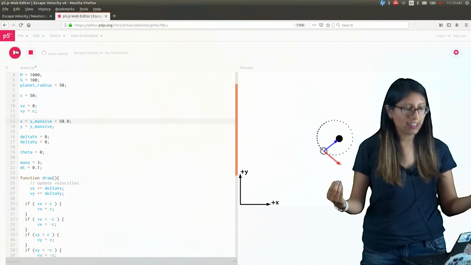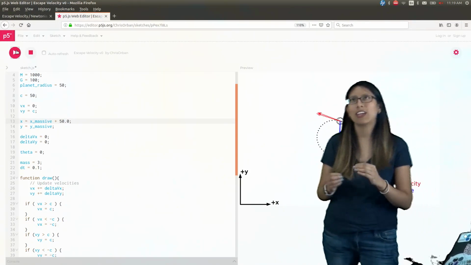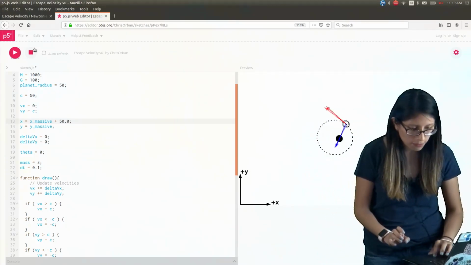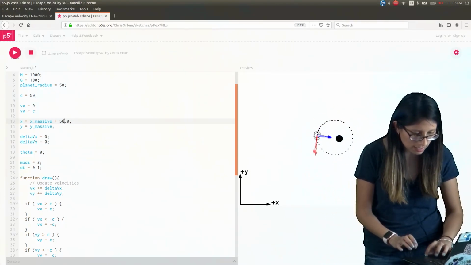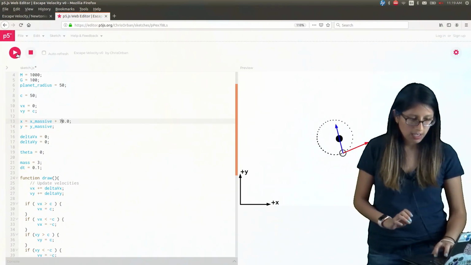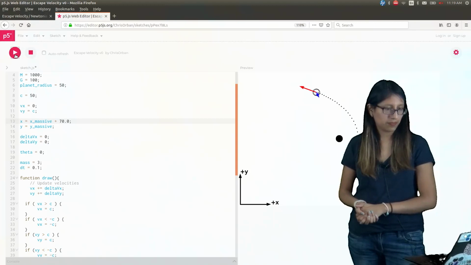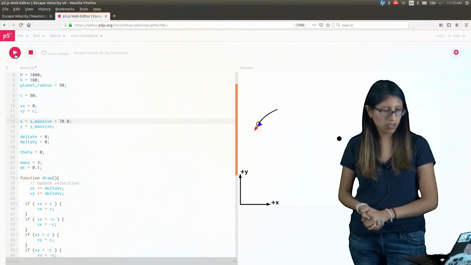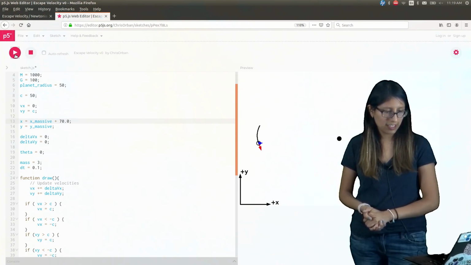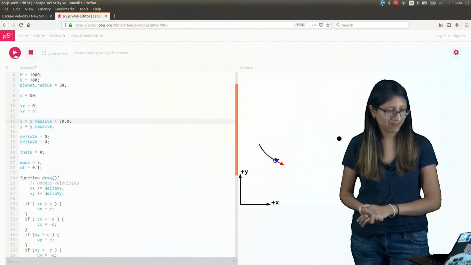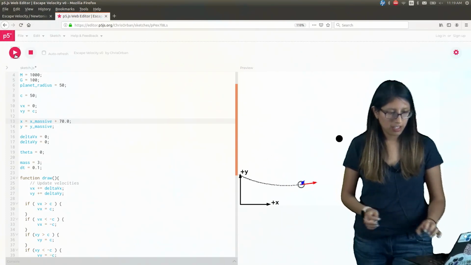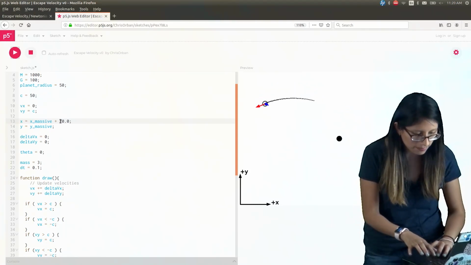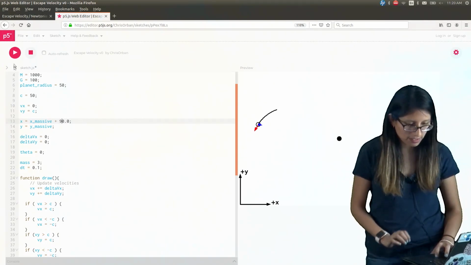So I want to find a radius where it can potentially escape this black hole. So let's try, instead of 50, a radius of 70. Let's see what happens then. Seems like it's escaping, but ultimately it looks like it's coming right back. Okay, so at 70 it's still bound. Let's try 90 and see what happens.